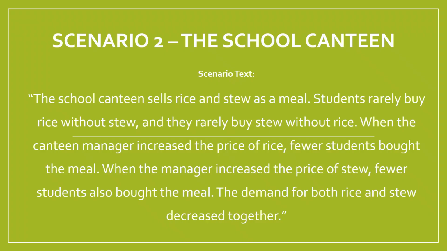Correct. This is joint or complementary demand. Rice and stew are demanded together. They complement each other. When the price of one increases, demand for both decreases because they are consumed as a pair.